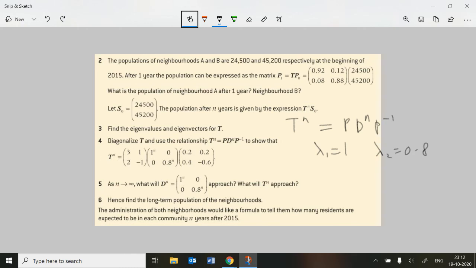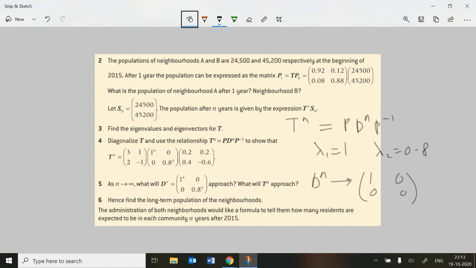Now, 1 to the power of n is just going to remain as 1. So D to the power of n will tend towards this matrix: 1, 0, and 1 to the power of infinity is still 1, and 0.8 to the power of infinity, or to the power of a large value of n, is going to tend towards 0. If you constantly take 80% of the previous value, you will eventually get something extremely small. So this is going to be 0, 0 here.